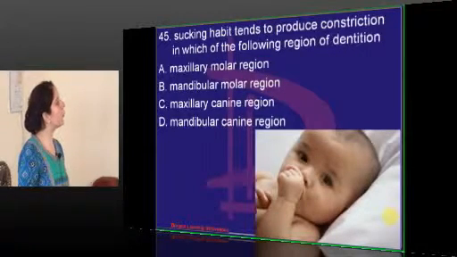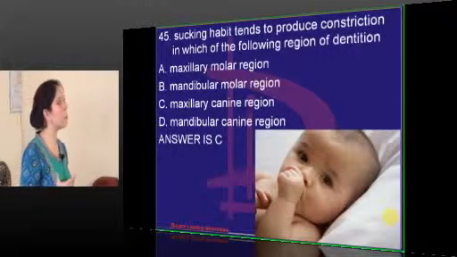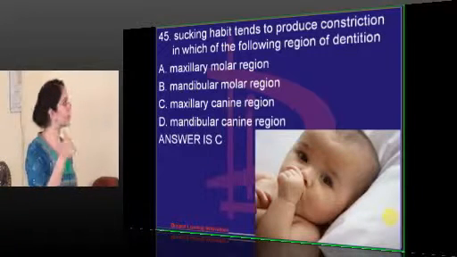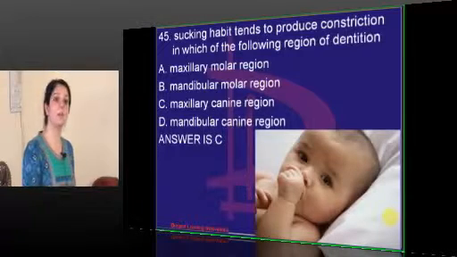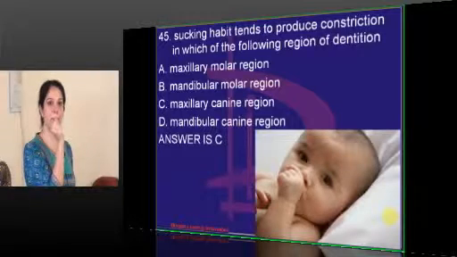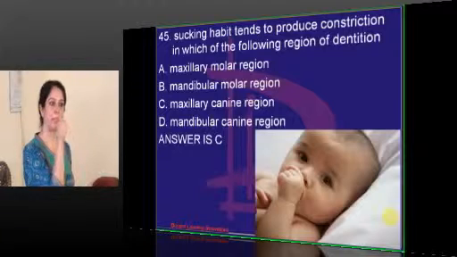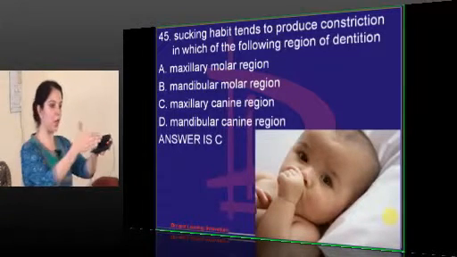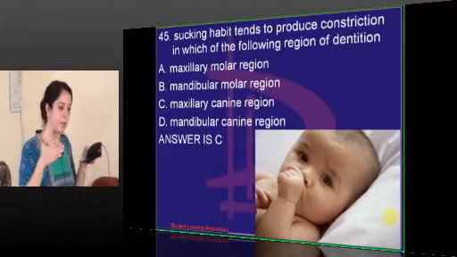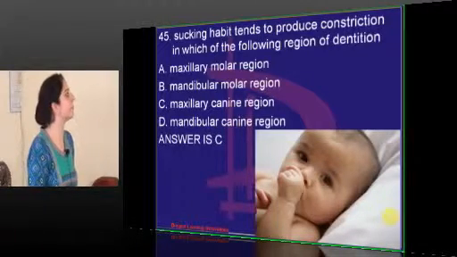Sucking habit tends to produce constriction in which of the following regions of the dentition? It is not only in the maxillary canine region, but basically in the entire anterior maxillary region. Why? Because when sucking happens, especially when it is a part of a habit in older children also, the base of the thumb is placed right behind the upper central incisors. So you tend to push the anterior maxillary region forward and it creates a kind of a V shape for the arch. So instead of the arch becoming U-shaped, it becomes V-shaped because there's a constant force being applied to the upper central incisors.